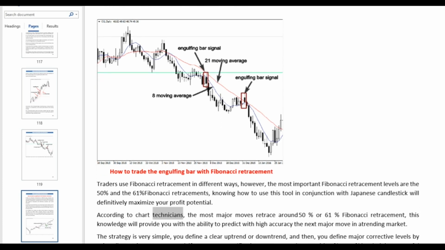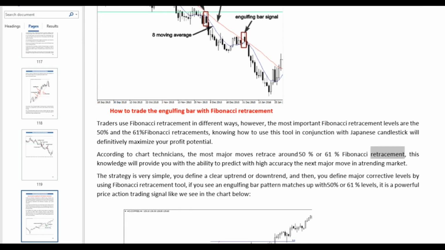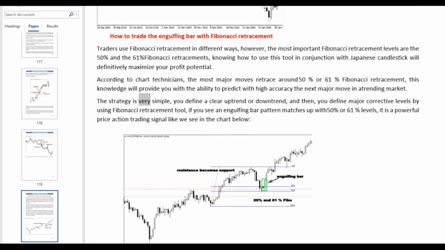According to chart technicians, most major moves retrace around the 50% or 61% Fibonacci retracement. This knowledge will provide you with the ability to predict with high accuracy the next major move in a trending market. The strategy is very simple.